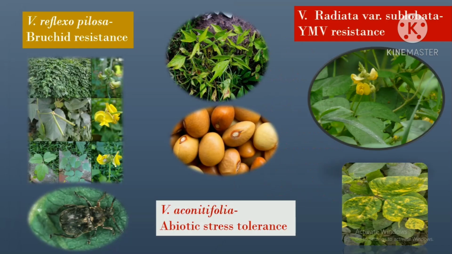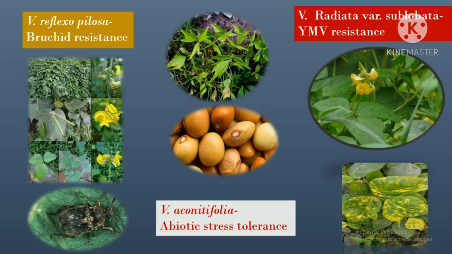And here I mentioned some of the wild species and the genes responsible for the agronomic importance. For example, resistance to bruchids is present in Vigna reflexo-pilosa, Vigna radiata variety sublobata, and Vigna nepalensis. Resistance to powdery mildew disease due to the hypersensitivity reaction is present in Vigna stipulacea and Vigna reflexo-pilosa, and low trypsin inhibitor activity is present in Vigna tenuicaulis.